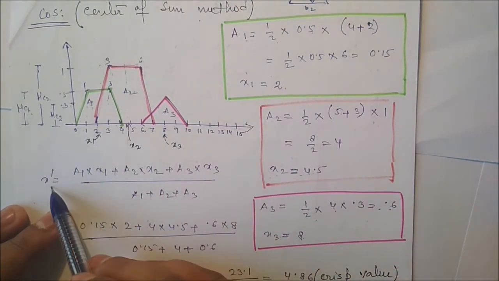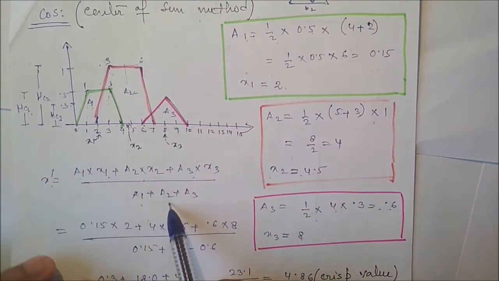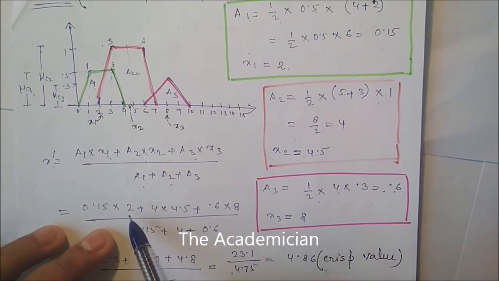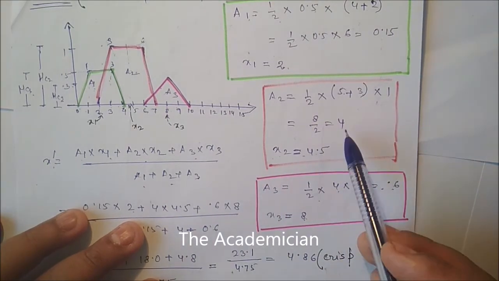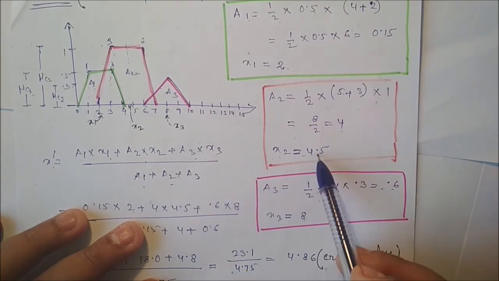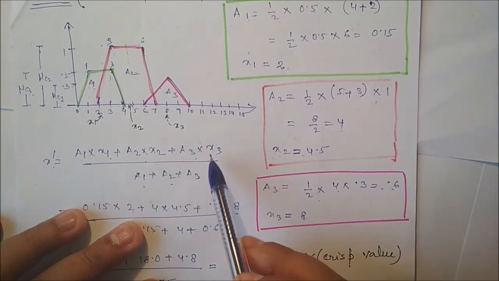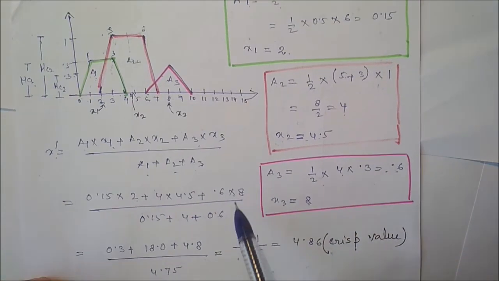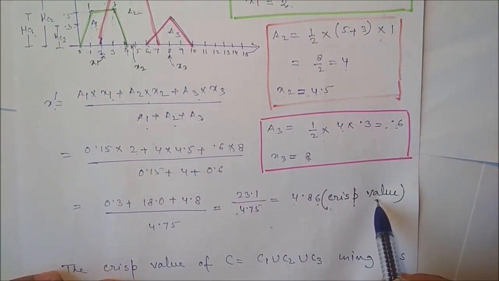So how do we get the crisp value? A1 x1 plus A2 x2 plus A3 x3 divided by A1 plus A2 plus A3. A1 is 0.15 into 2, plus A2 into x2, 4 into 4.5, plus A3 into x3, A3 is 0.6 into x3, x3 is 8. If you solve it, we get the value 4.86. This is a crisp value.